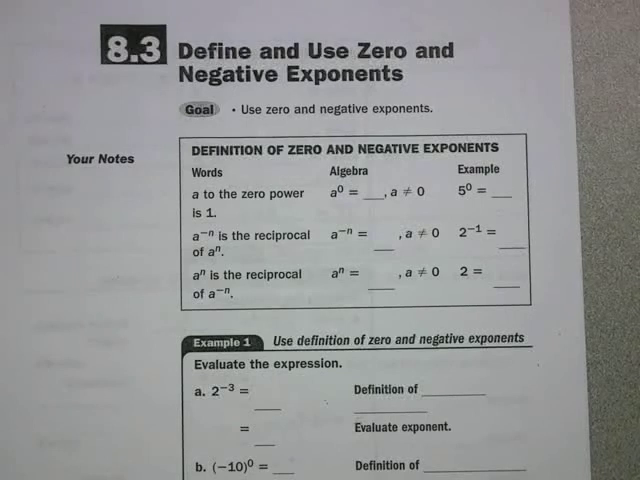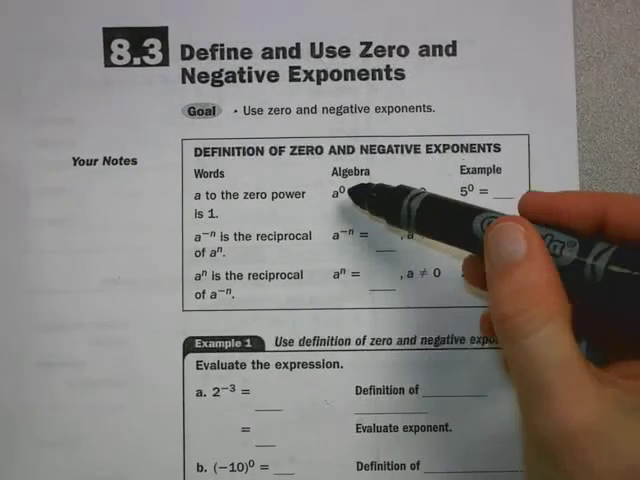All right, this is 8.3. We are going to talk about zero and negative exponents now. So our little box at the top is going to help us keep track of these different rules. And so the first one is when we have a to the 0 power.